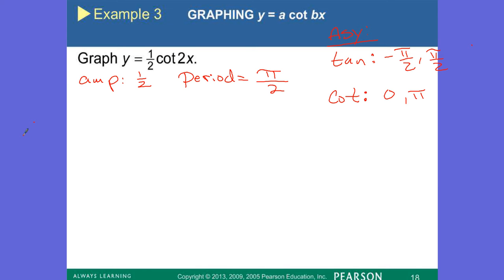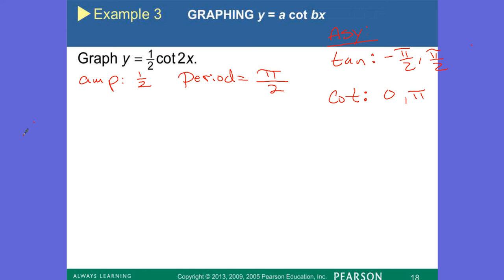Now, I'm going to start with my asymptotes. Which ones am I going to use here? Cotangent, so negative pi over 2, right? Oh, it's pi over 2. Something like that. 0 and pi. 0 and pi. It's almost like I should just write it on the board for some reason. Okay. Did you get that? It's on the board. Where did I get that? Yeah, from the unit circle.